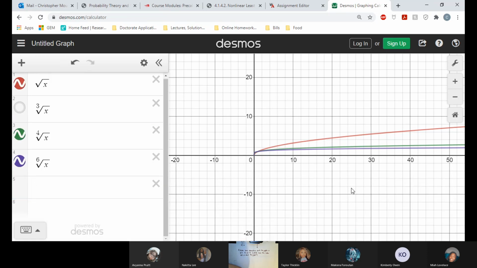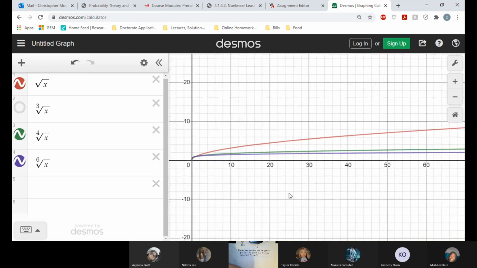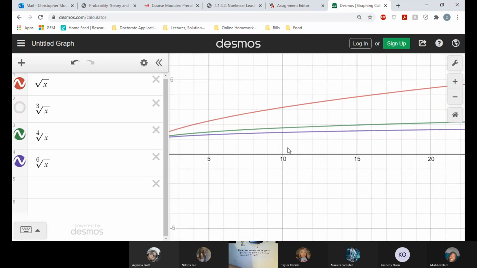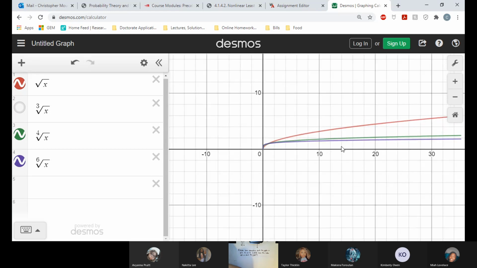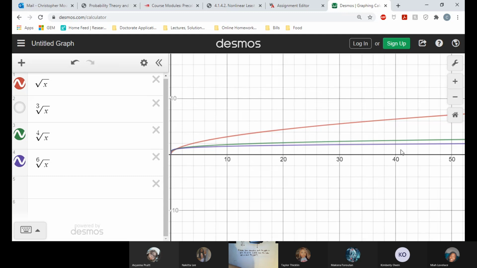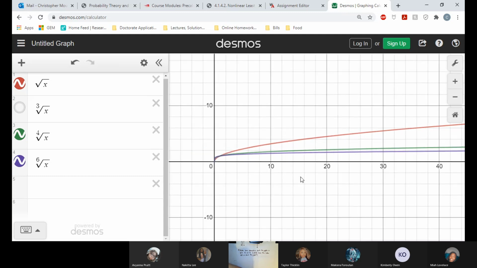We see that they're all behaving the same way. It's just as we increase the index, it's getting steeper and steeper. It's growing faster in the x direction, so it's like it's flattening out more. See, we can really see it if we zoom in a bit more. The purple one, the sixth root of x, is much flatter and growing faster to the right than the square root of x or the fourth root of x. Okay, so we see they're all similar.